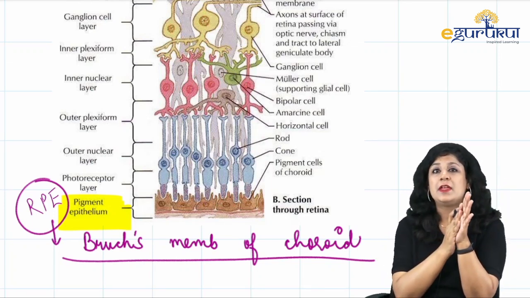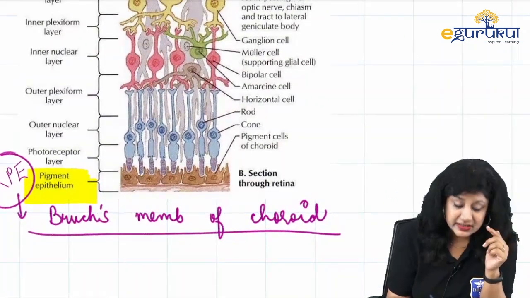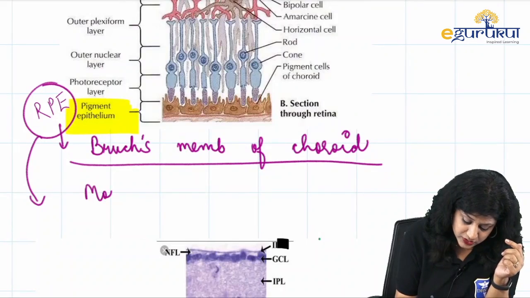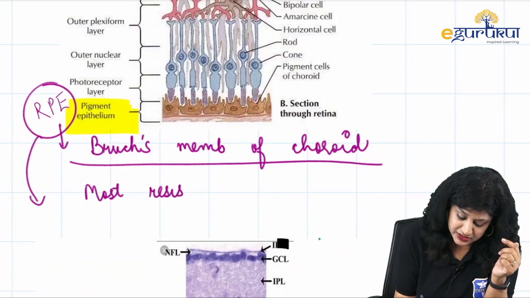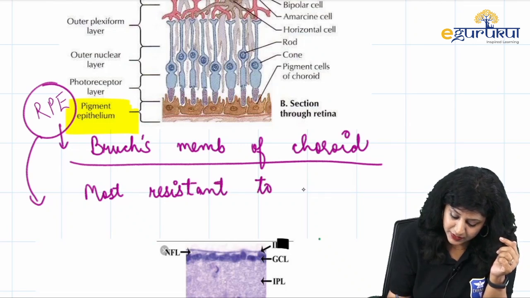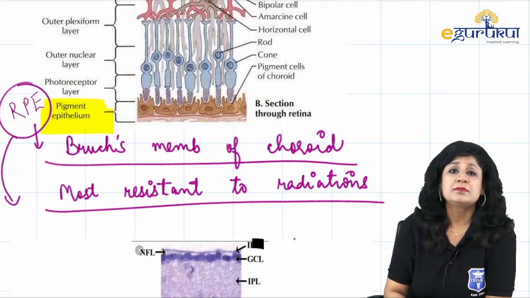So this will be your outermost layer of the retina, and an important thing is that it is this RPE layer which is the most resistant to radiations. Again, an important question often asked.